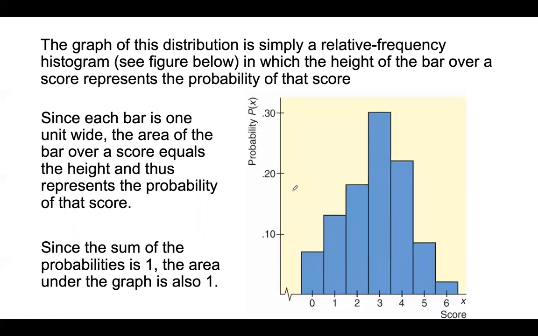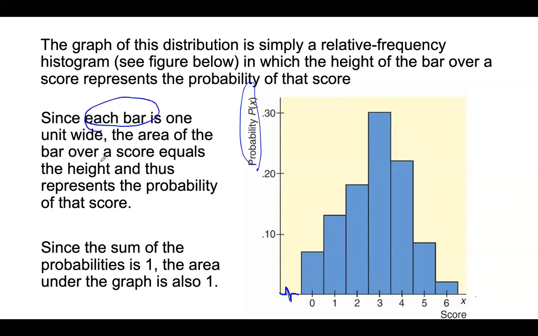So the graph of this distribution is simply a relative frequency histogram. You can see the scores are plotted on the x-axis and the probabilities are on the y-axis. It doesn't have to start at 0, because we have a value at 0, so we put a little dash here and label it. So it's basically a bar graph that we've done before, with bars 1 unit wide.